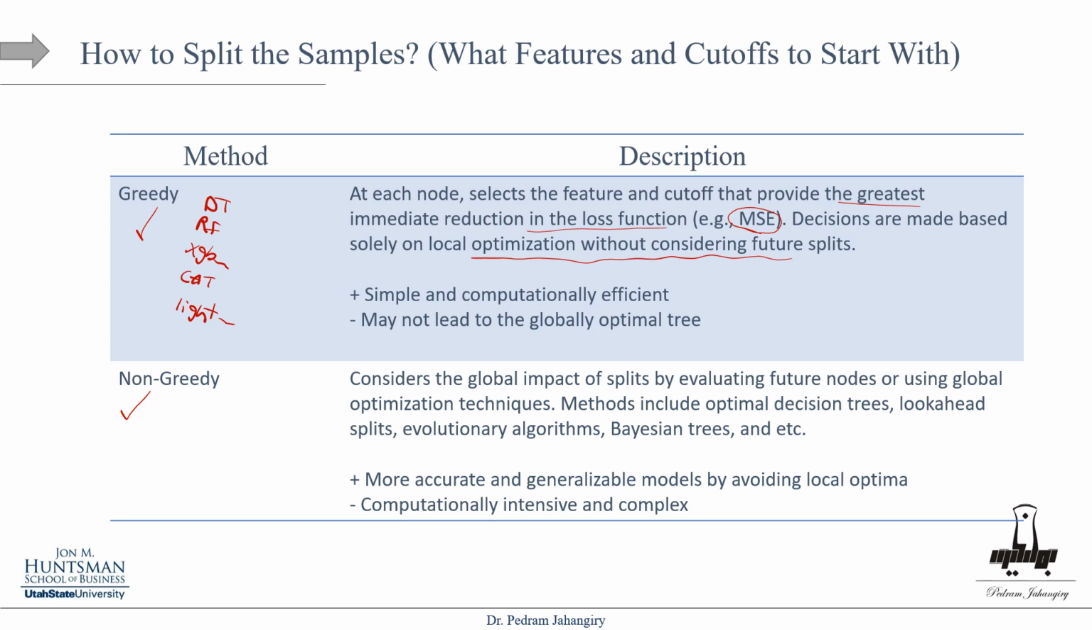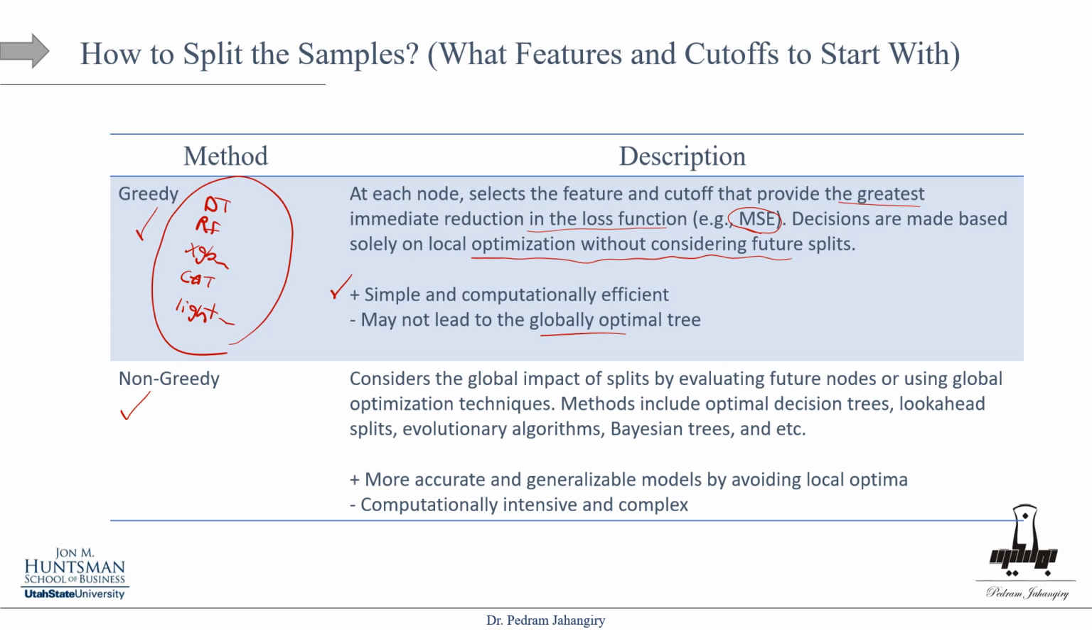What is the advantage? It's simple and computationally efficient. And what is the disadvantage? Of course, you may end up in a local optimum, right? So you're not going to get the global optimal tree. But remember, all the methods that we cover in this module are going to be greedy. This is a standard method for splitting the data using a decision tree.